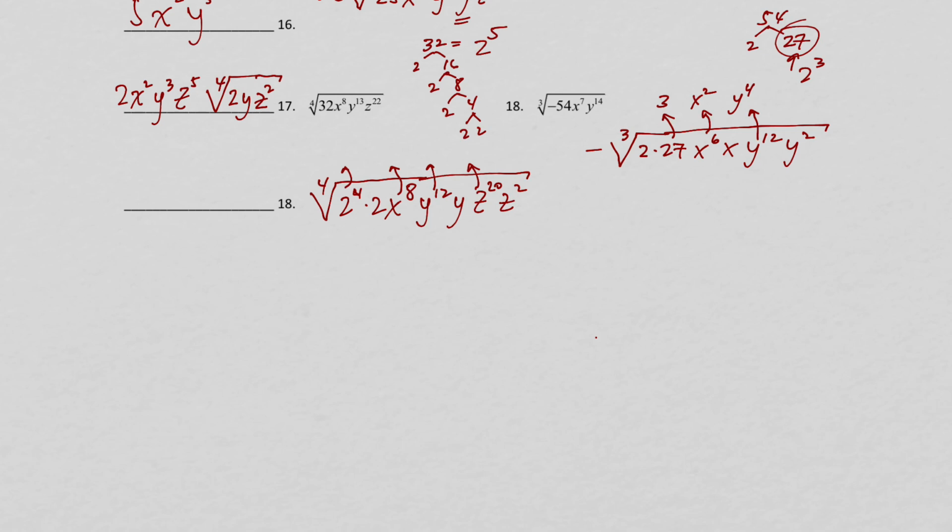And that's it. So on the outside, we've got the negative 3x squared y to the 4 times the cube root of the things that couldn't come out: the 2, the x, and the y squared. And make sure your radical extends over everything.